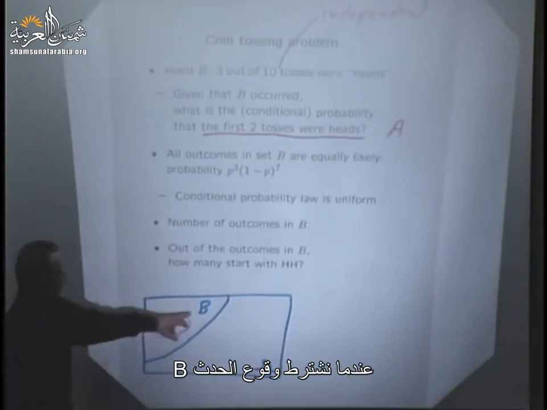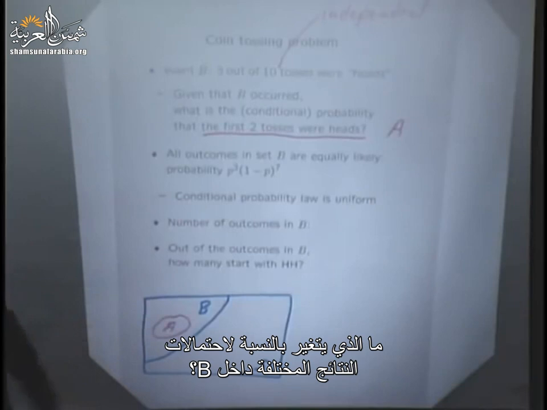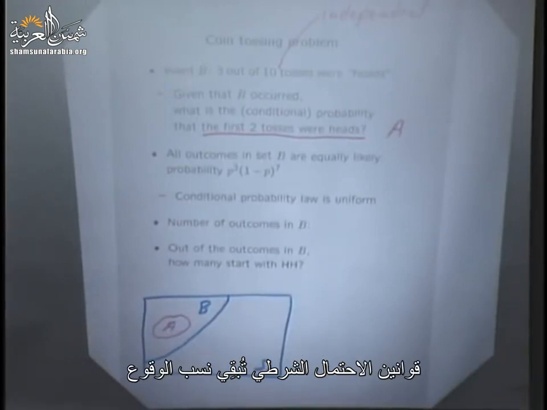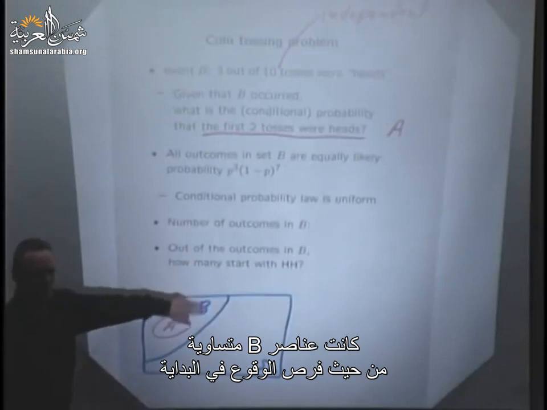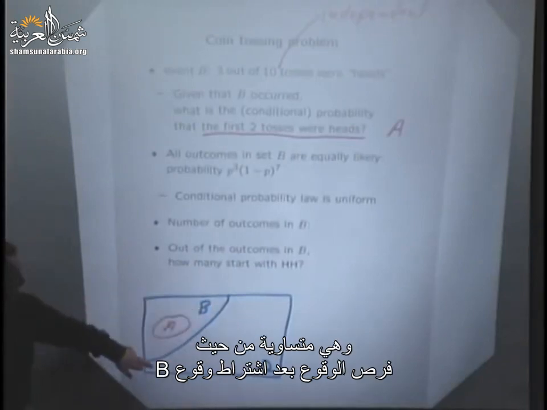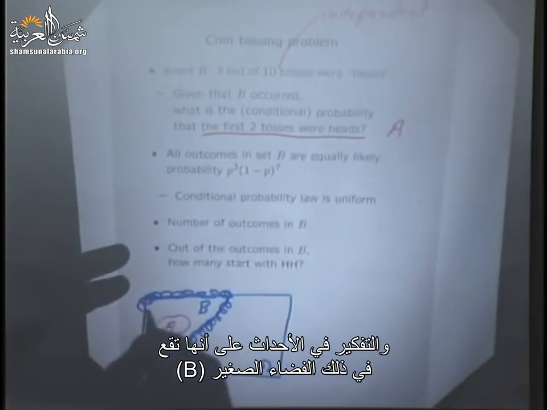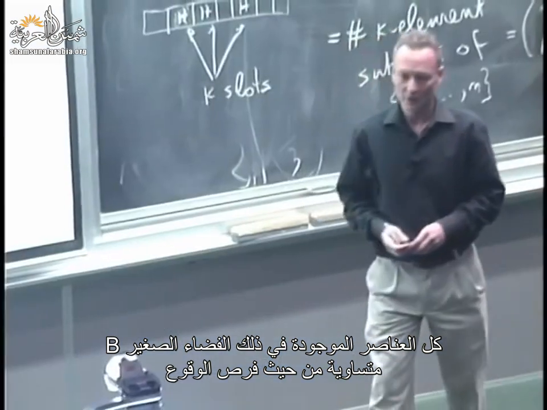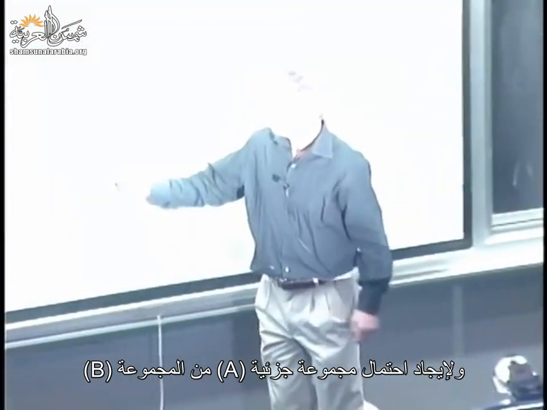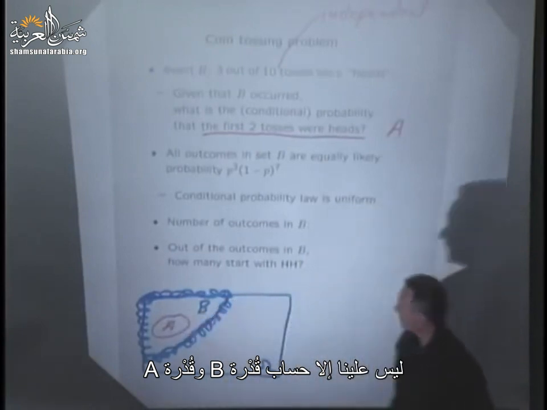Once we condition on the event B having occurred, what happens to the probabilities of the different outcomes inside here? Well, conditional probability laws keep the same proportions as the unconditional ones. The elements of B were equally likely when we started, so they're equally likely once we are told that B has occurred. So to deal with this problem, we need to just transport ourselves to this smaller universe and think about what's happening in that little universe. In that little universe, all elements of B are equally likely. So to find the probability of some subset of that set, we only need to count the cardinality of B and count the cardinality of A.